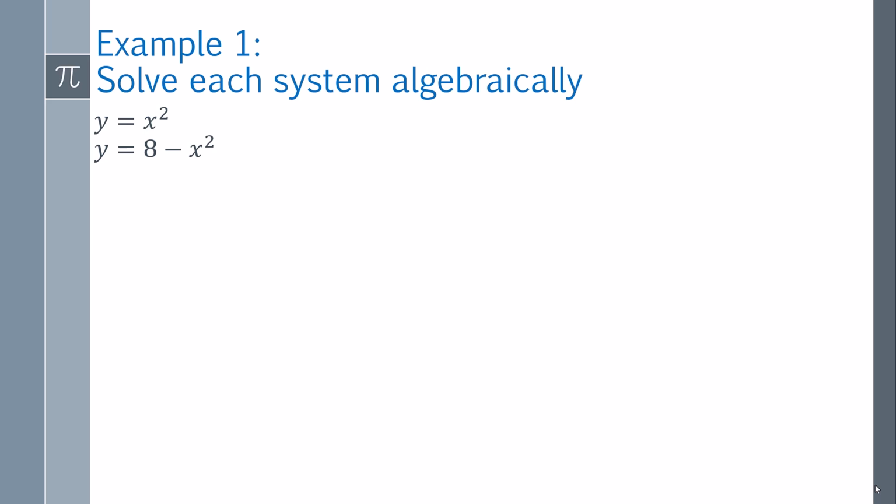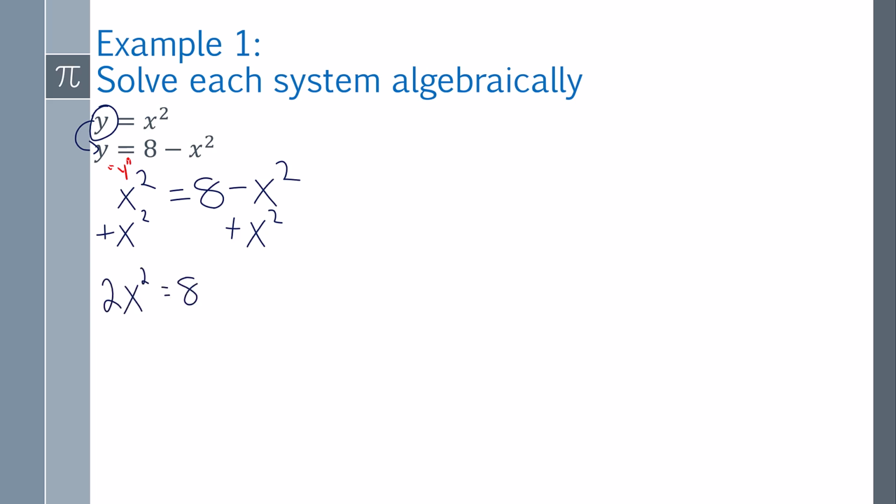We both notice that y is by itself, y equals x squared, and y equals 8 minus x squared. Well, that means I could substitute what y equals in one equation into the other equation. And so if I do that, I'm now going to get x squared equals 8 minus x squared. So remember that this is that quote-unquote y. Now I can add x squared to both sides because I want to get x by itself. And so now I get 2x squared equals 8 because x squared plus x squared is 2x squared.